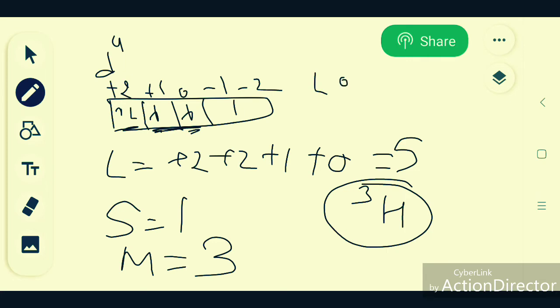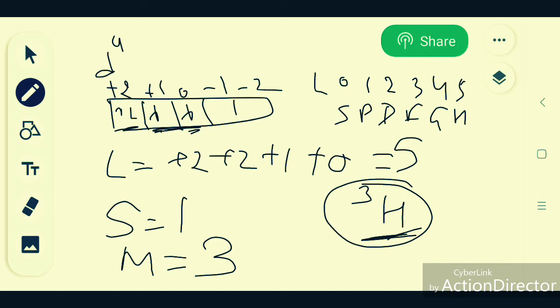Again, L is equal to 0, 1, 2, 3, 4, 5. S, P, D, F, G, H. So ground state term becomes 3H. Multiplicity is 3 and L is equal to 5. So ground state term will become 3H.